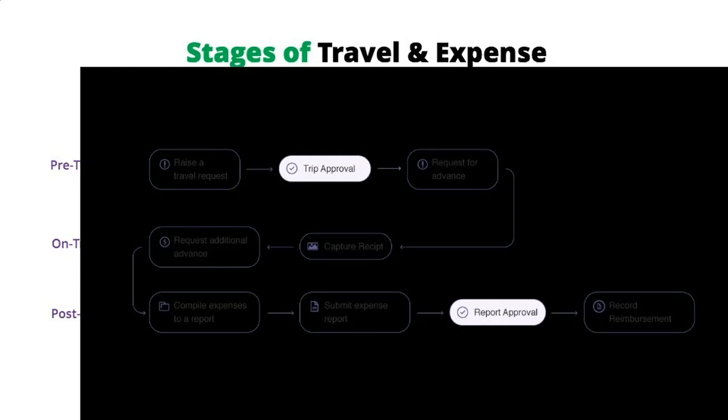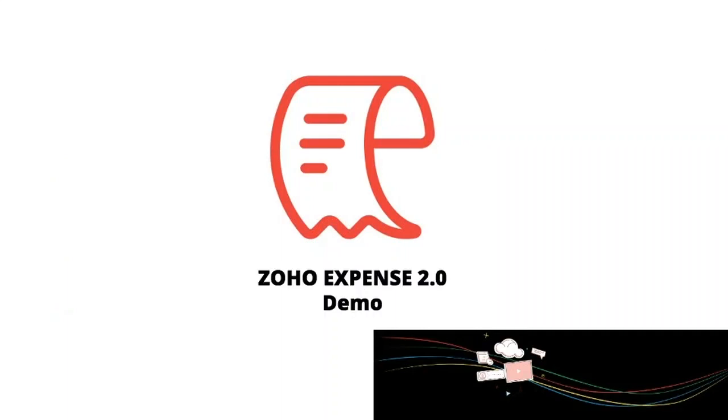And our application, Zoho Expense, will be mainly focused on meeting all these three stages of travel and expense, where right from raising a travel request to finally getting your reimbursement, all of these stages can be met using our application. So without any further delays, I'll just directly jump onto the Zoho Expense 2.0 application. We'll be looking at the Expense 2.0 version, which is the upcoming version, and we'll be majorly looking at some of the important features that are available.